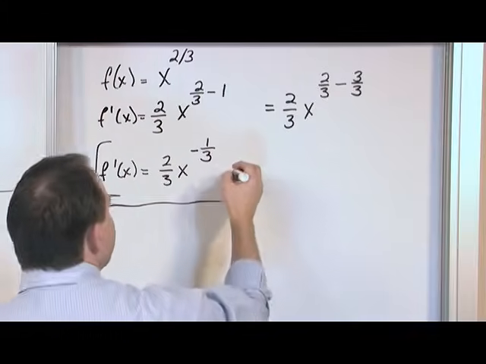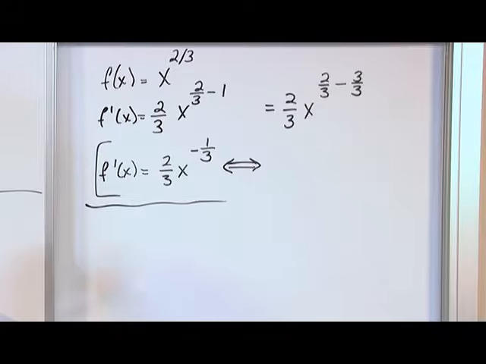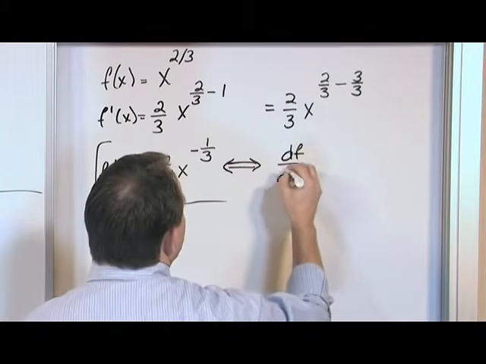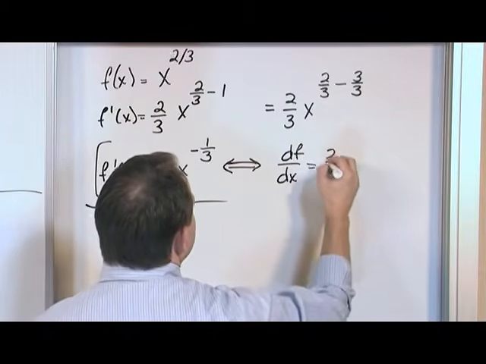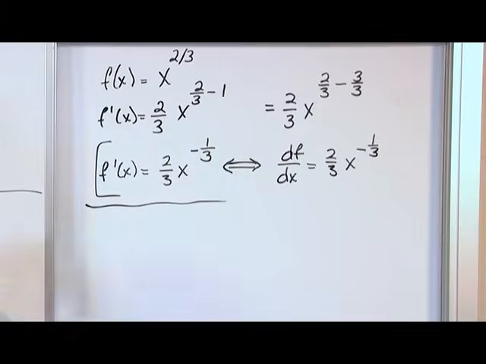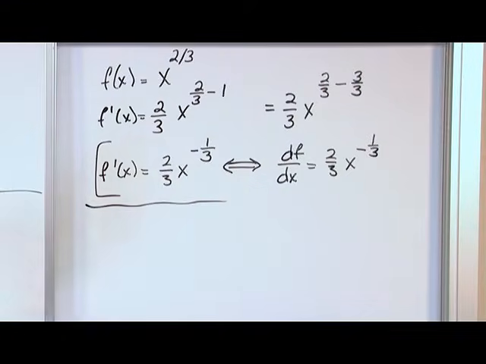Okay, and just to introduce our new notation, or our different notation, you could also say that df with respect to x is 2/3 times x to the negative 1/3. Exactly the same thing. No difference. F prime of x, df dx, same exact thing. Just a different way of writing it.